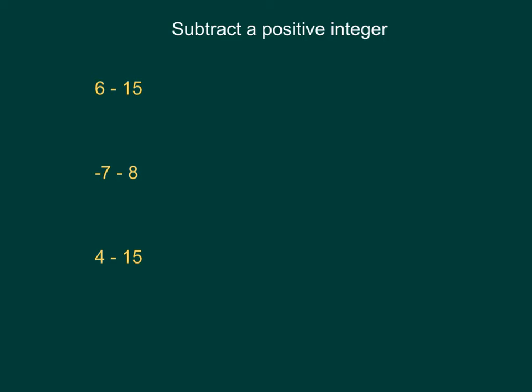So the first one says 6 minus 15. So if we use our rule, we're actually doing 6 plus a negative 15. So if we picture the number line and we're at a positive 6 and we move 15 in the negative direction, our answer is going to be negative 9.